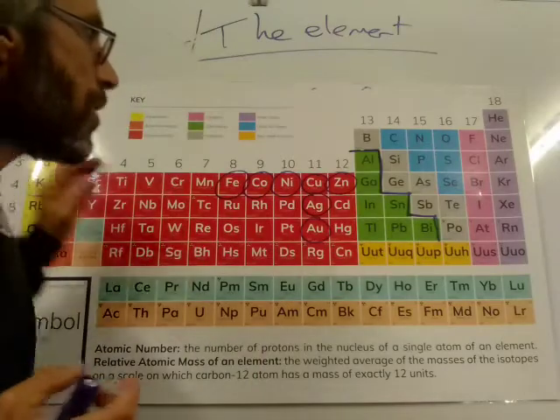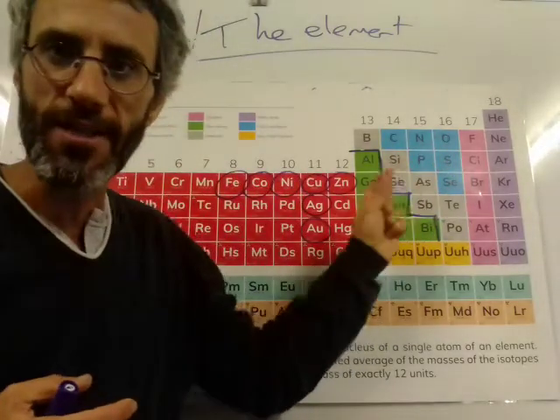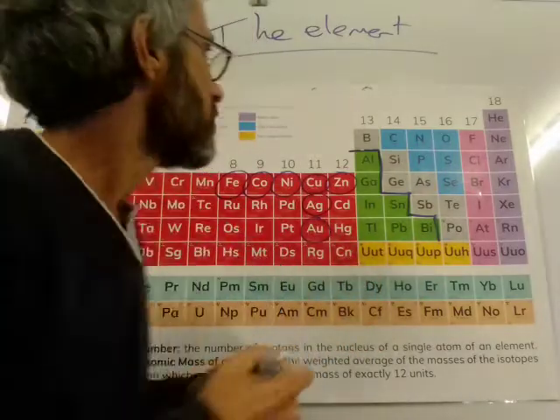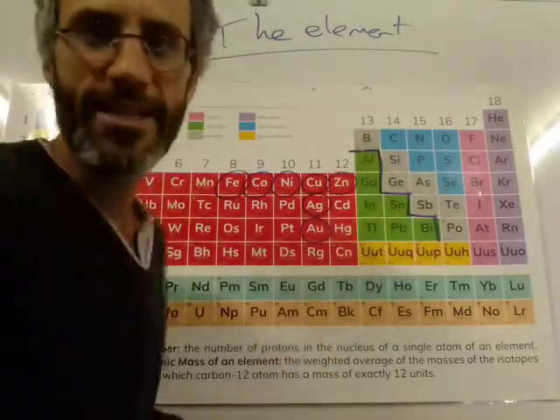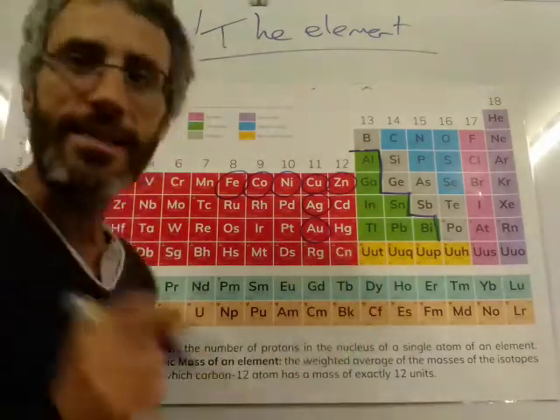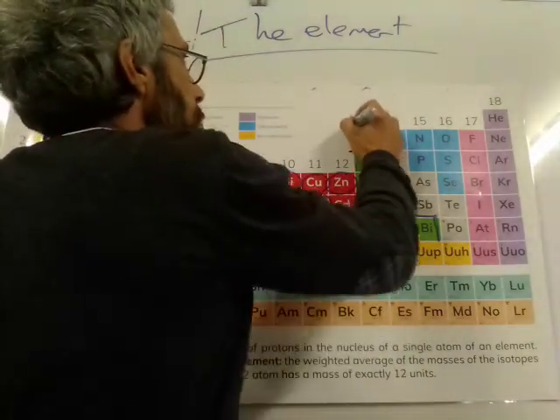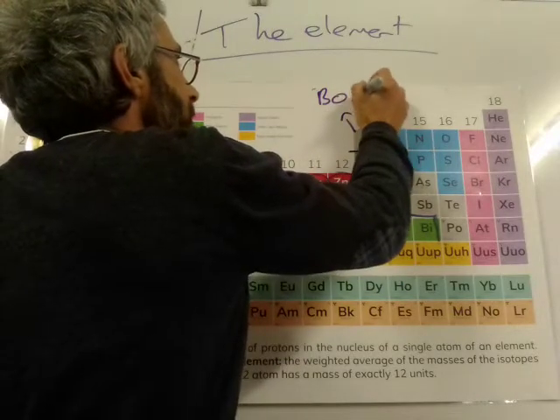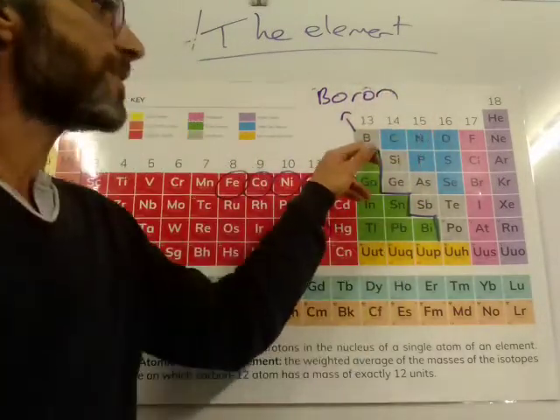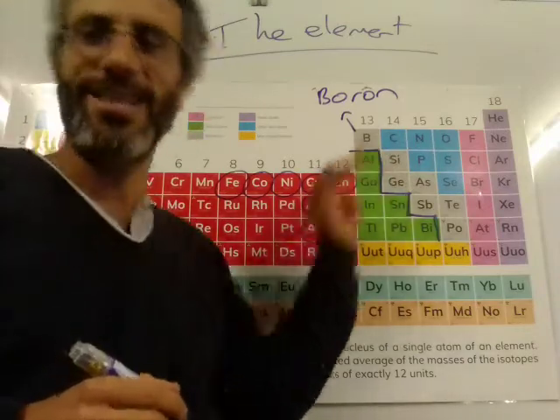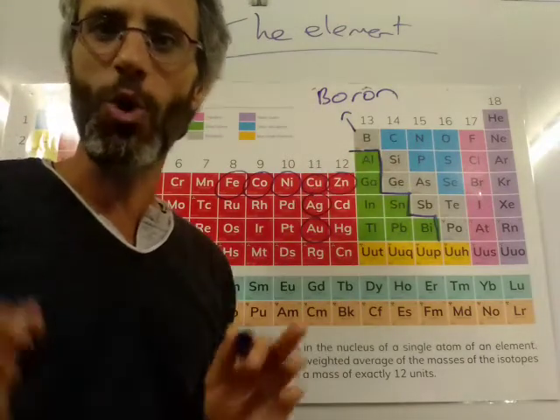Now, when you look at this periodic table, you can see that each little block where an element lives has a letter. So, for example, here I've got the letter B. Now B is the symbol of the element whose name is boron. Most periodic tables will have, not all, but some of them will have the name under the symbol itself, but not all of them do.